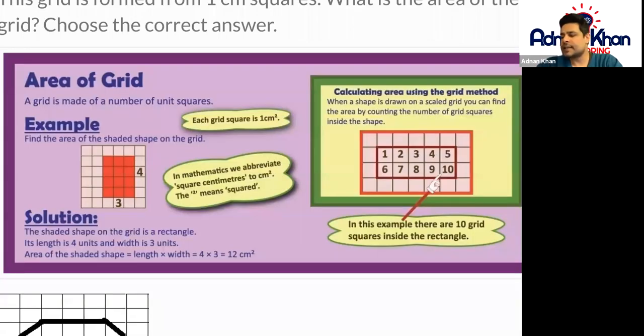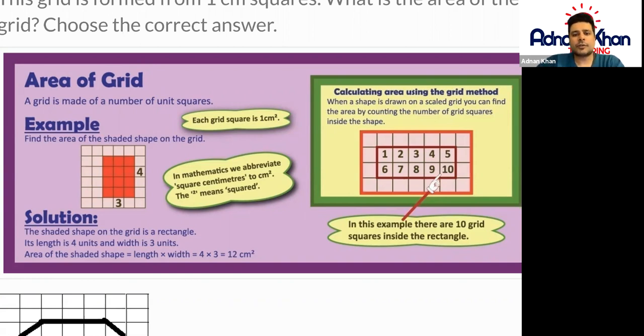This is lesson 9 and we're dealing with 11 plus maths here. So let's have a look at the first example just to get you on your way. This particular example is called area of a grid. A grid is made up of a number of unit squares and we can see the example here. So find the area of the shaded shape on the grid itself.